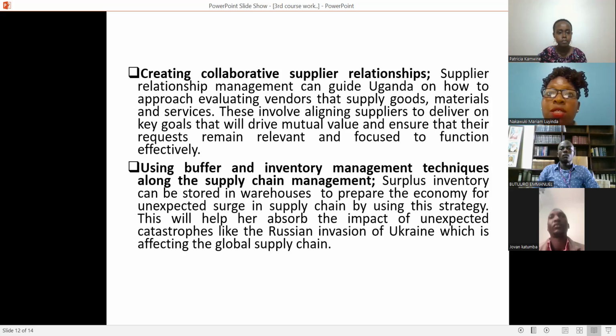The last strategy is using buffer and inventory management techniques along the supply chain management. Here, Uganda should come up with bulk stock to prepare the economy for unexpected surges, such as the riots and wars in this supply chain. By using this strategy, it will help Uganda to absorb the impact of unexpected catastrophes like the Russian invasion of Ukraine, which is affecting the global supply chain.